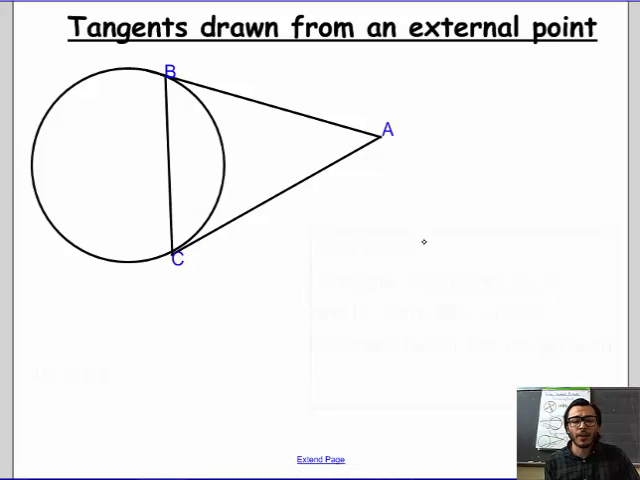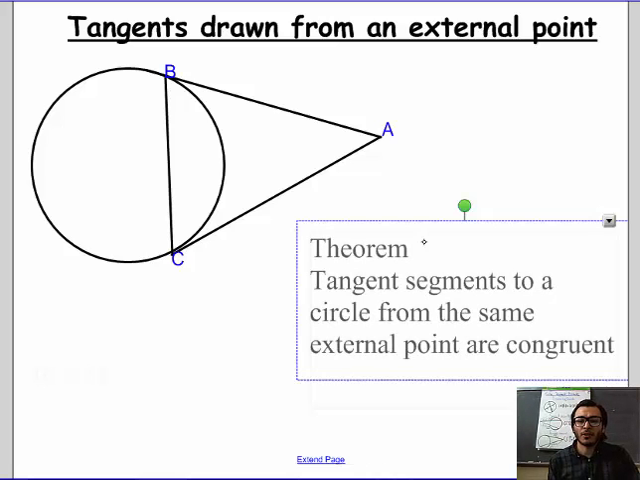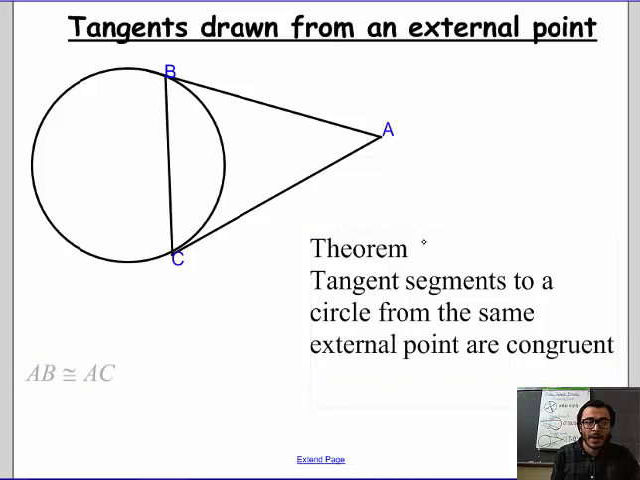Here's our second theorem for the video, tangents drawn from an external point. It basically says tangent segments to a circle from the same external point are congruent. So in this diagram, AB is congruent to AC. That means that this line is equal to this line. So if you got two tangent segments and they're drawn from the same external point, they are equal to each other. This is also known as the hat theorem.